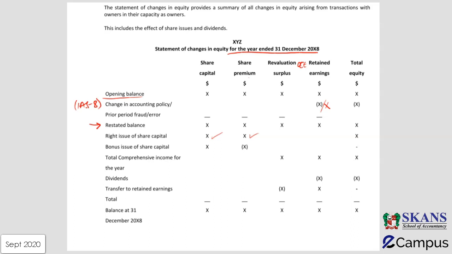Then we come to the total comprehensive income for the year. This we are going to study in a few minutes. So the profit for the year is added to retained earnings and any impact of revaluation is shown in the revaluation surplus. If we are talking about other comprehensive income, then it is definitely a gain on revaluation. Any dividends are subtracted from the retained earnings. These dividends are always declared dividends. So these can either be last year's final dividend or current year interim dividend.